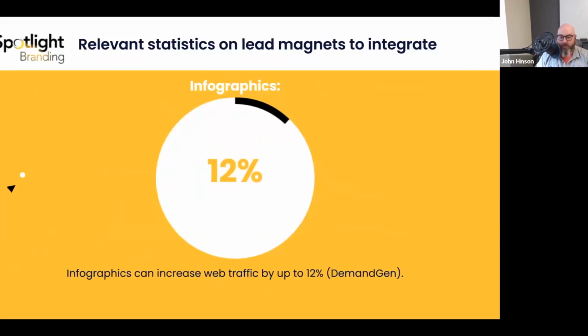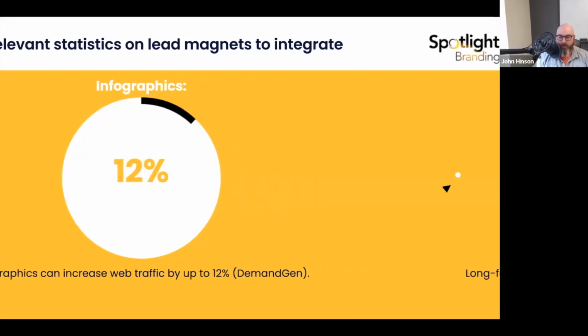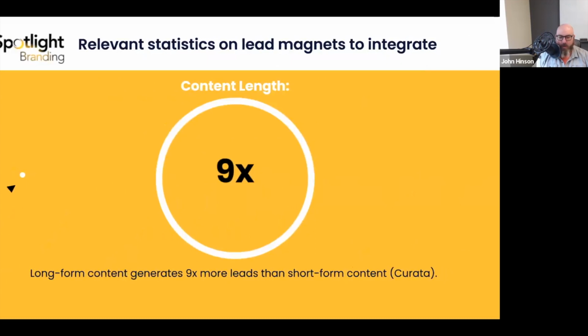Infographics can increase web traffic by up to 12%. Infographics are another kind of quasi lead magnet. You don't have to gate those, but being able to provide that information in just a single page can help send some traffic to your website and build some more engagement that way. Long form content generates 9 times more leads than short form content.